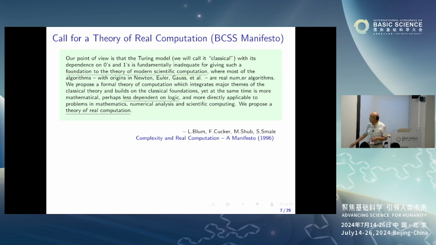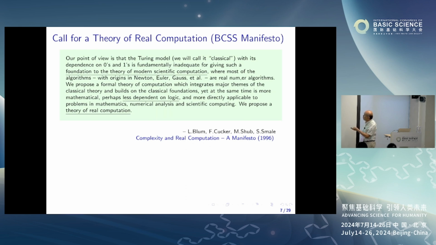And then the other quote I have is from Blum, Cucker, Shub, and Smale. In 1996, they issued a manifesto. Manifesto means a declaration, like Marx has a manifesto, right? Workers of the world arise kind of thing. So this is what we have to do. And they were calling for a foundation for the theory of modern scientific computation. And they said that, well, the Turing model is not very good. And I want to point out that, at the same time, more mathematical, less dependent on logic.